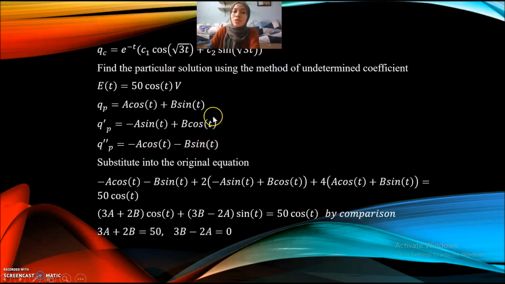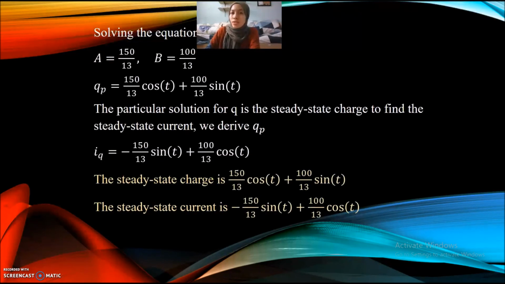We substitute all this information into the original equation, and we have something like this. By comparison, we get 3A plus 2B equals 50 and 3B minus 2A equals 0. Where do we get these? This is from the properties of trigonometry. Solving the equations simultaneously, we have A equals 150 over 13 and B equals 100 over 13.